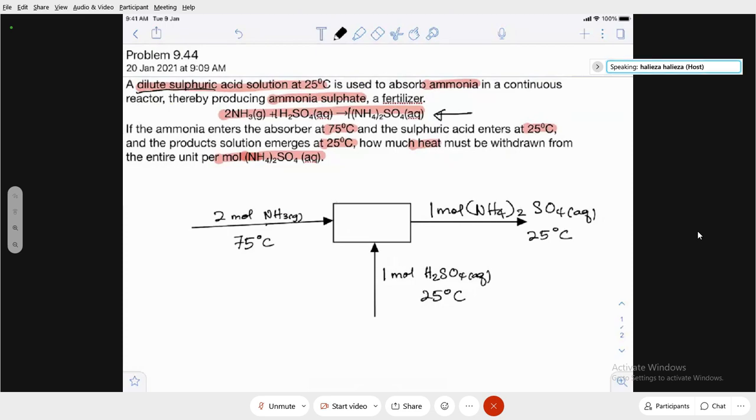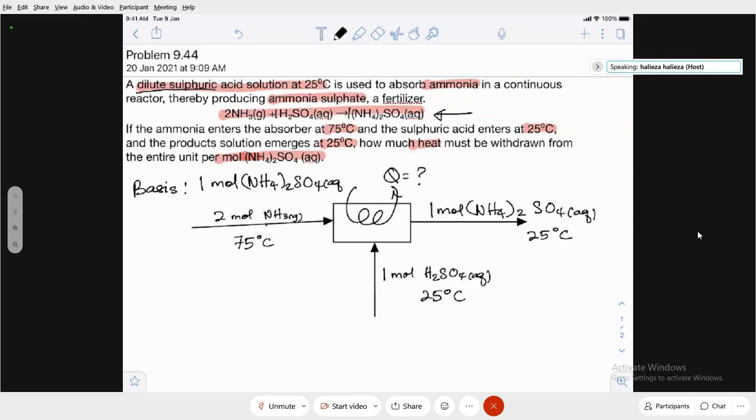Okay. The question asks, what is the amount of heat that needs to be withdrawn, in kilojoules. That's the question. Well, our basis: every time you have any calculation, even though you're not going to do any material balance because the amounts are all completed, and every stream has its amount listed, you still just write down the basis. 1 mole of your product, which is ammonium sulfate.